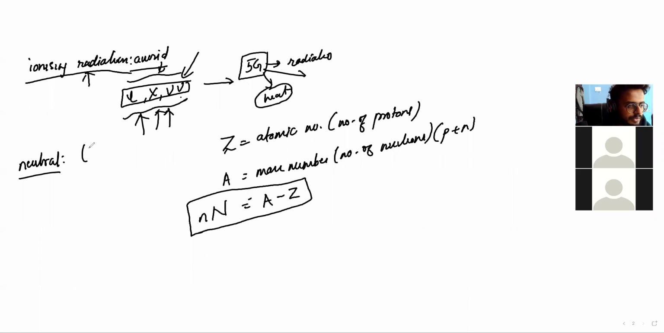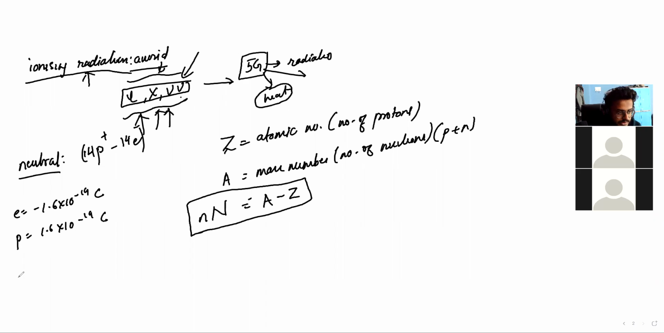if an atom has 14 protons, then to make it neutral, it needs to have 14 electrons, right? Because the proton is positive, and the electron is equally negative. So the charges of protons and electrons are the same. 1.6 × 10^-19 coulomb is the charge on an electron, and it is negative. The charge on a proton is positive 1.6 × 10^-19 coulomb. So they are exactly the same in magnitude, but one is positive, one is negative.